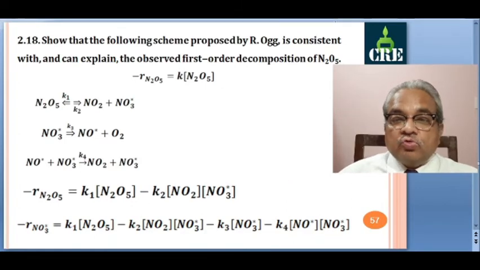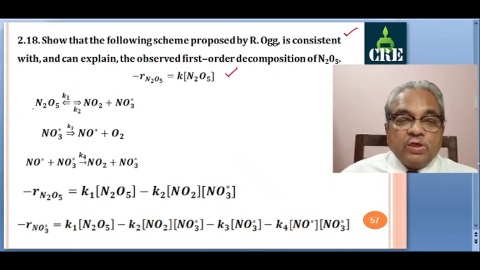Next is 2.18 on mechanisms. Show that the following scheme proposed by OG is consistent with and can explain the observed first order decomposition of N2O5, nitrogen pentoxide. Rate of disappearance of N2O5 is equal to K into concentration of N2O5. First order decomposition of N2O5. First order rate.